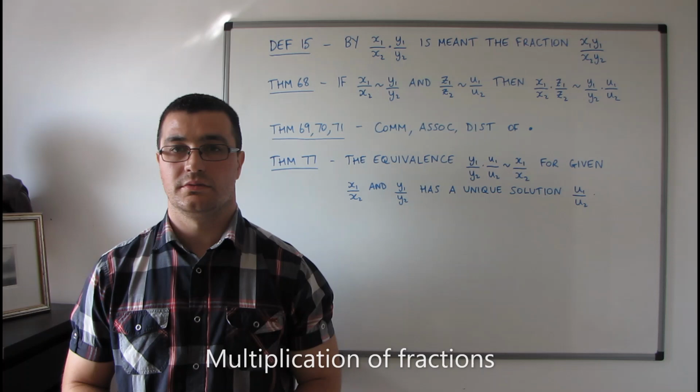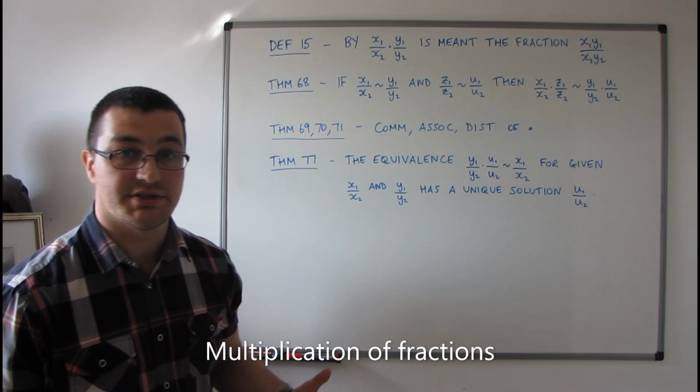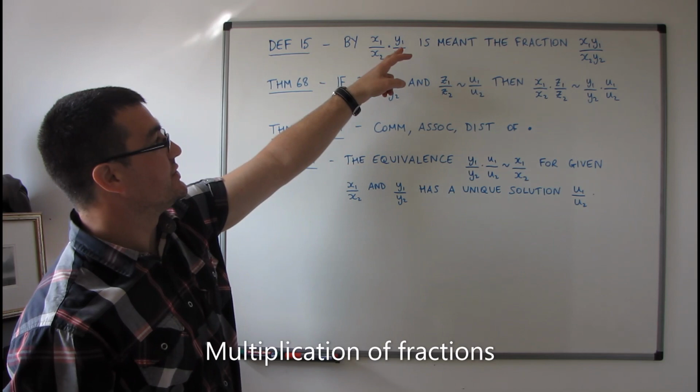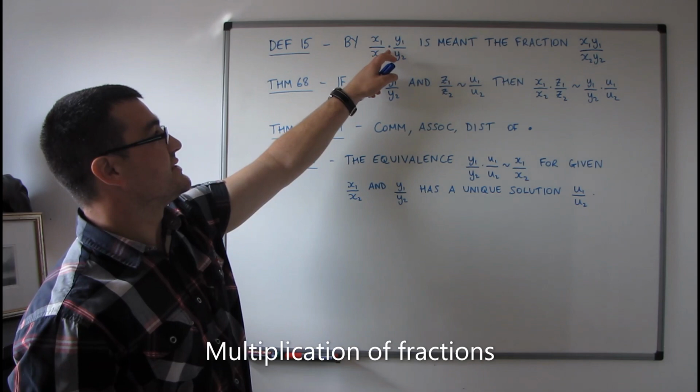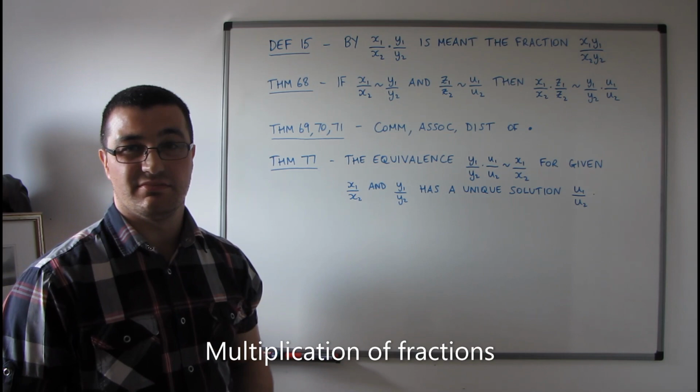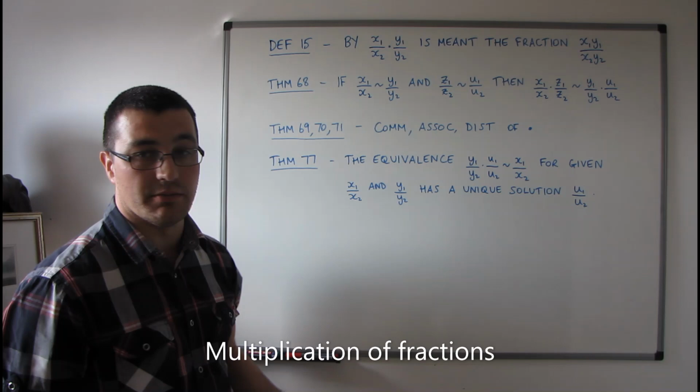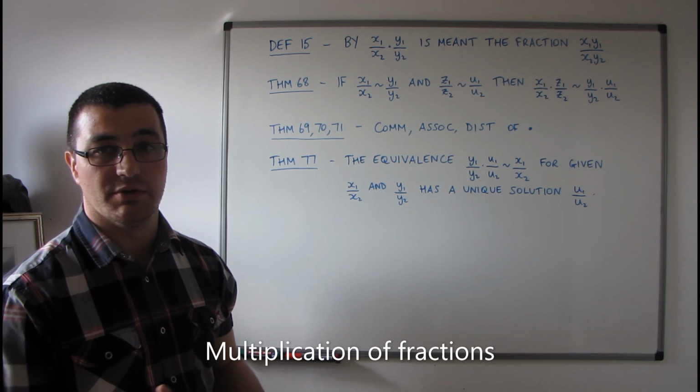So finally, for this section on fractions, we define multiplication of fractions, which is defined as follows. x1 over x2 multiplied by y1 over y2 is equivalent to the fraction x1 y1 over x2 y2. Sometimes this dot will be omitted. Usually it's omitted anyway. When we do normal arithmetic, multiplying fractions and things like that, we don't usually write any kind of symbol between fractions when we multiply them, so that's not really any surprise.